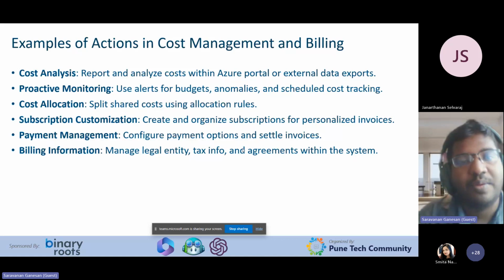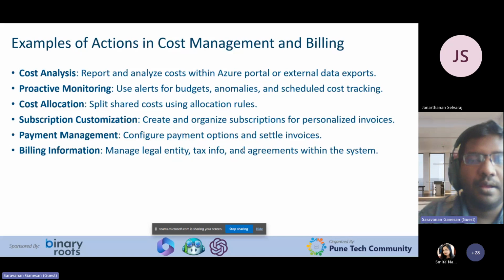In that case, it will be easy for us to calculate the cost each and every environment is consuming. And if you take payment management, we can configure the payment options and set it in invoices based upon the billings of these subscriptions. And then billing information: once my payment is done, my billing information will be sent, and it will be used for some legal entity tax information and for agreements as well within the system. So these are examples of some of the actions of our cost management and billing service in our Azure ecosystem.